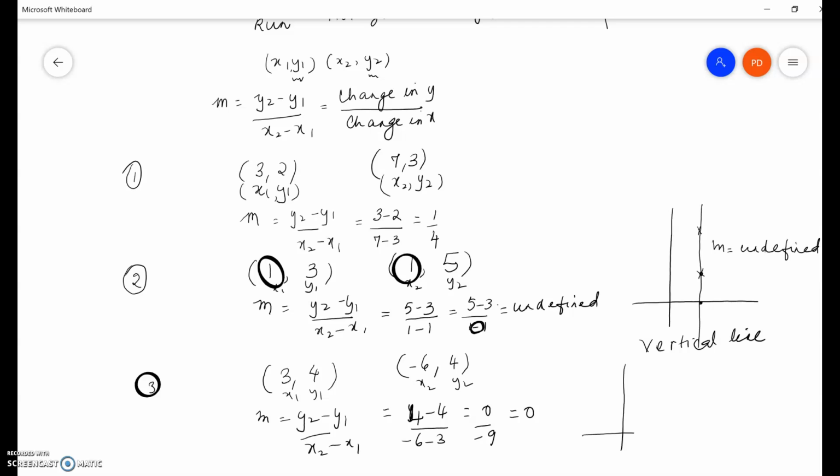Let's see what this line looks like. So let's say negative 6 is here, and 4. So that's negative 6, 4. And 3, 4. Let's say that's a 3 and that's a 4. So that's 3, 4. Notice that this is a horizontal line. So horizontal lines have slope equal to 0.